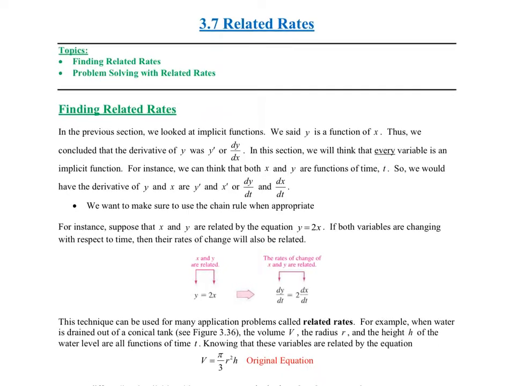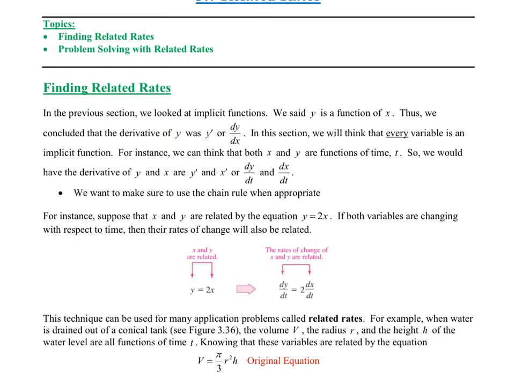So let's take a look at this. It says finding related rates. In the previous section, we looked at implicit functions. We said that y is a function of x. Thus, we concluded that the derivative of y, which we used y prime, or dy dx. In this section, we will think that every variable is an implicit function. For instance, we can think of both x and y are functions of time, t.